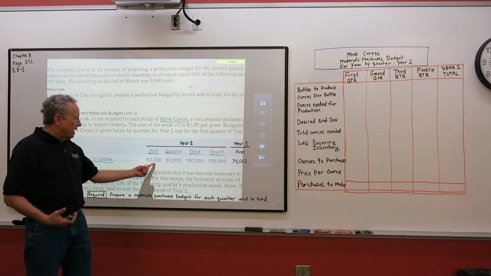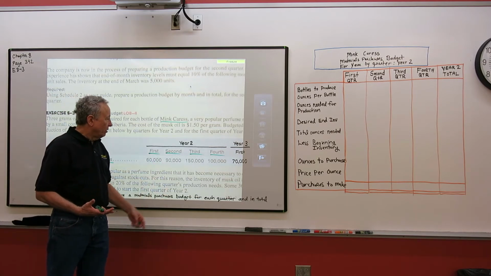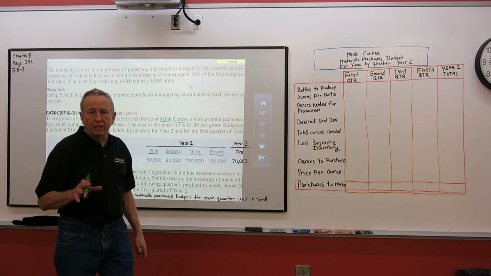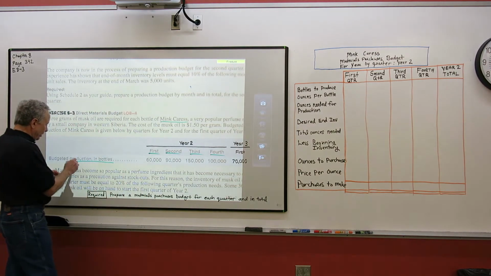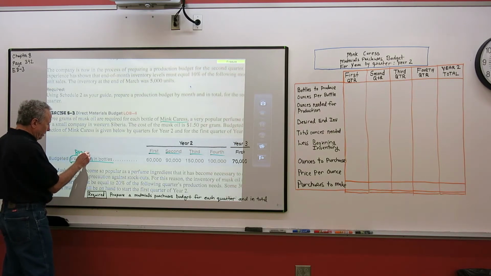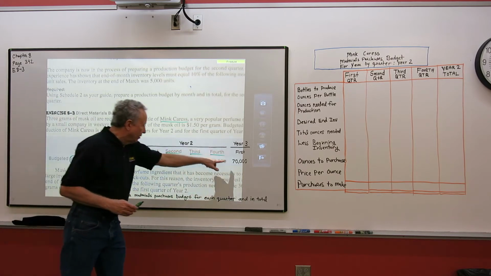Now remember, this is not what they're going to sell. Most of the time they make more than they're going to sell, because they're building a little bit in there for ending inventories for the next month. Do you realize too, this came from the production budget. They've already done a production budget, and here it is.